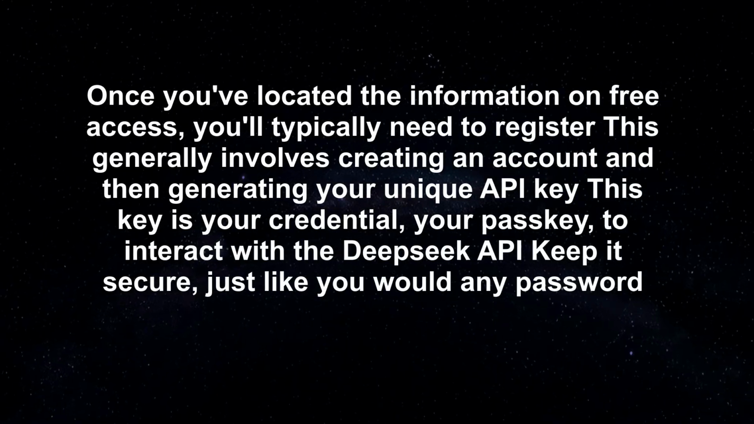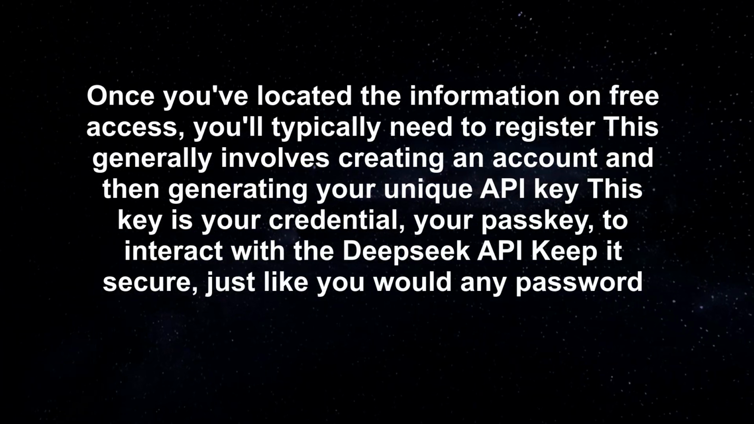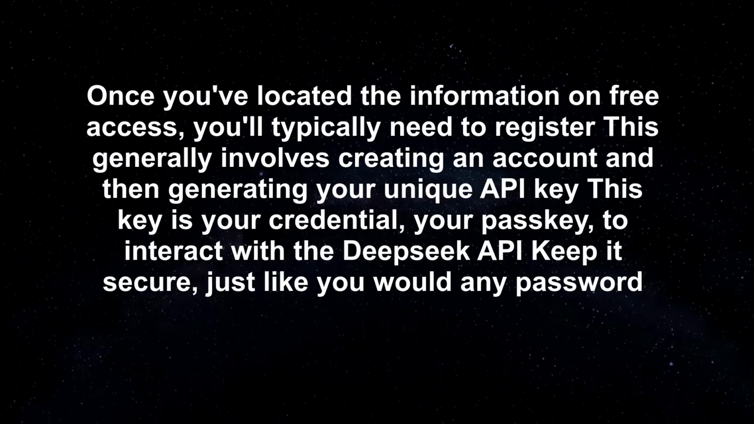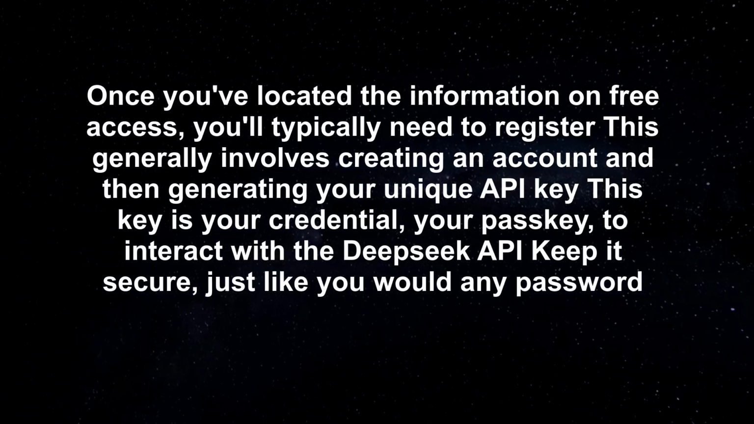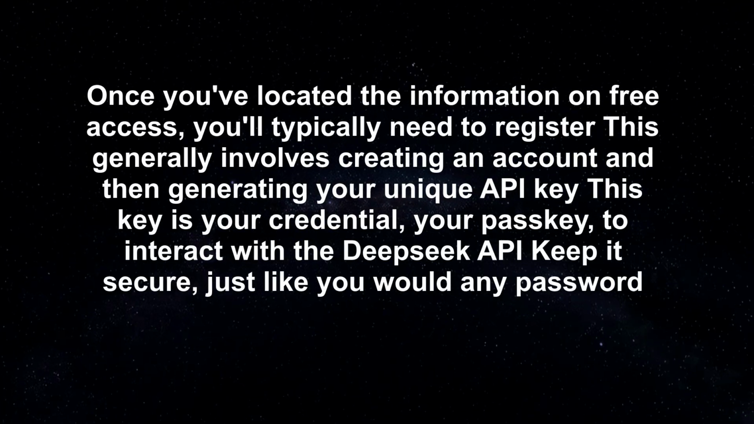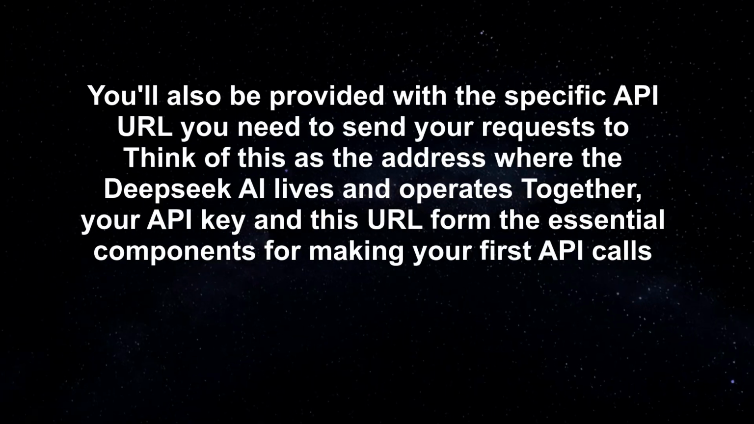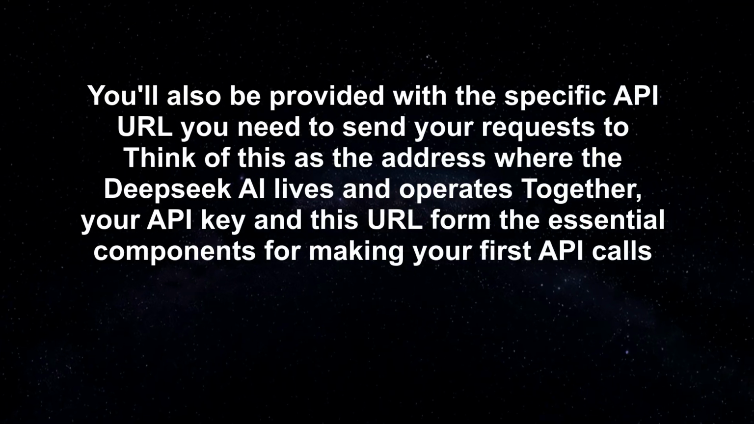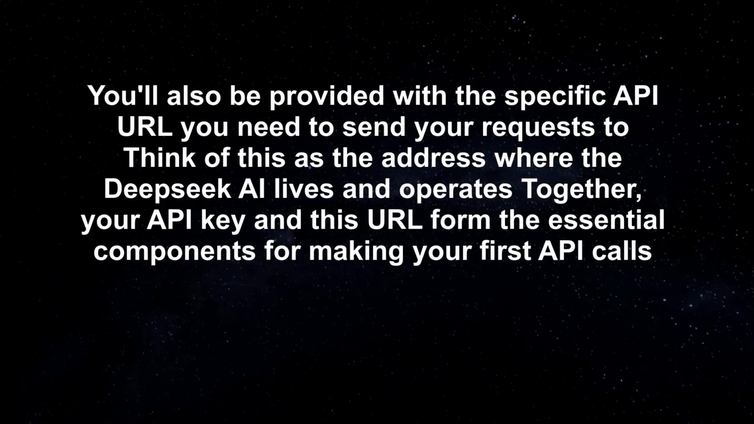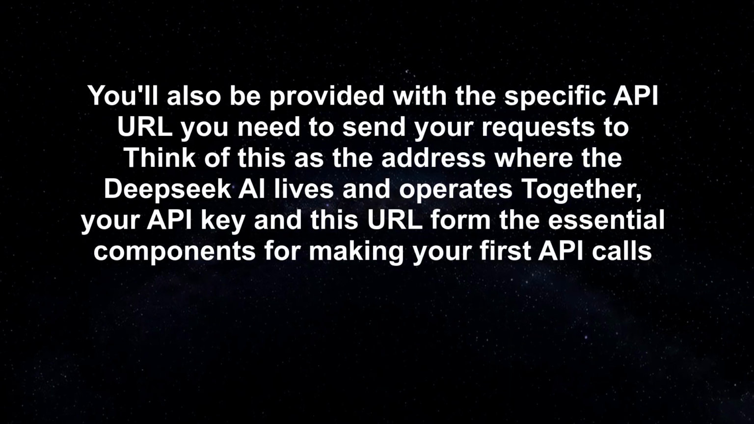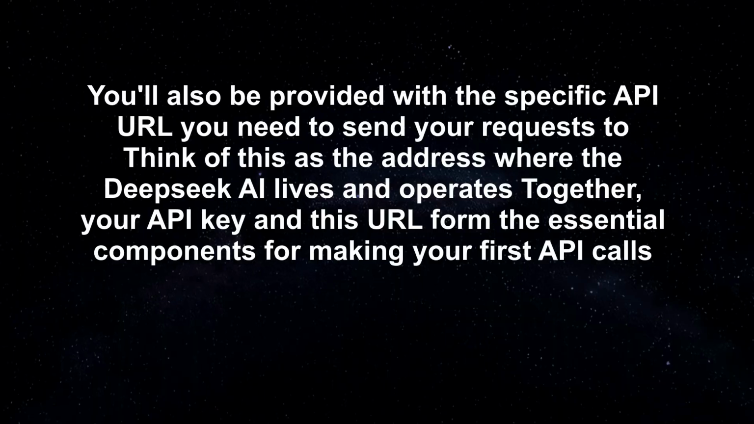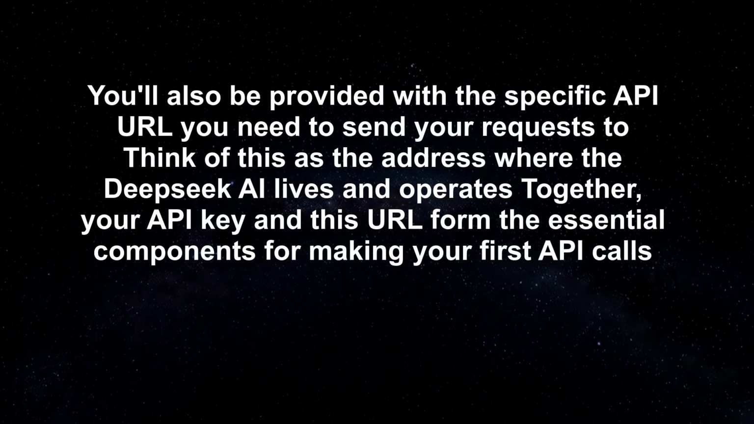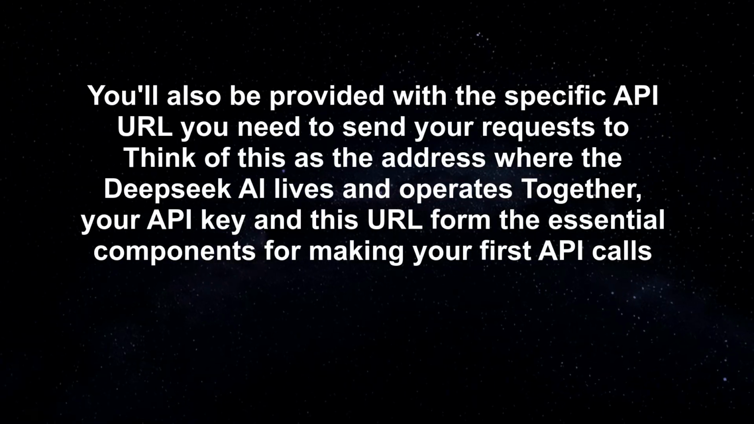This generally involves creating an account and then generating your unique API key. This key is your credential, your passkey to interact with the Deepseek API. Keep it secure, just like you would any password. You'll also be provided with the specific API URL you need to send your requests to. Think of this as the address where the Deepseek AI lives and operates. Your API key and this URL form the essential components for making your first API calls.